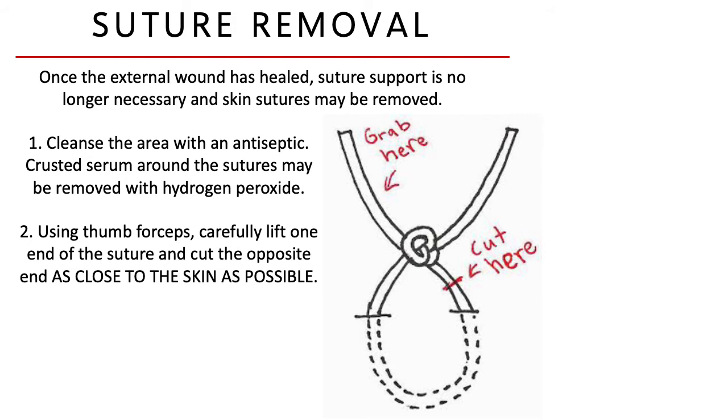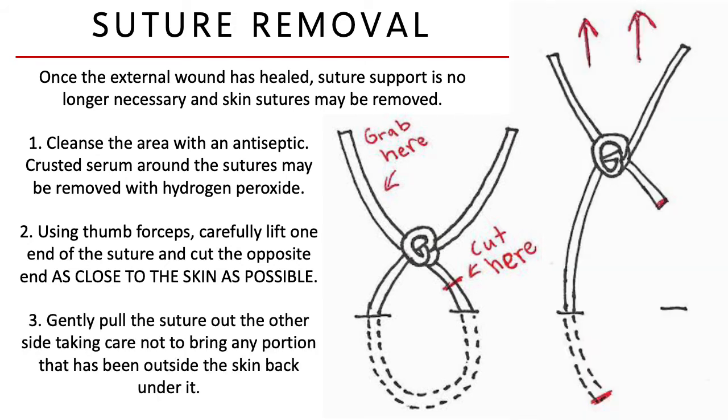Okay, so you can use your thumb forceps, or yung suture dito, na yung mga ties na to, you may grab here. If it's long enough, then you could hold it with your fingers. That's fine, as long as it's clean. Okay? You lift one end of the suture and you cut the opposite end as close to the skin as possible. Okay? Then you gently pull the suture out the other side, taking care na yung kinut mo na portion na nasa labas ng skin should not go inside the skin again.